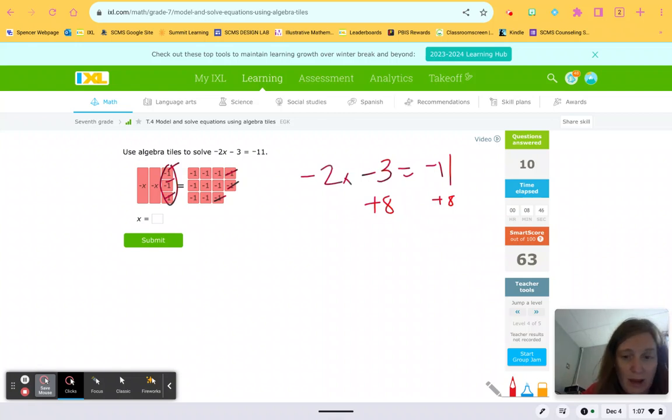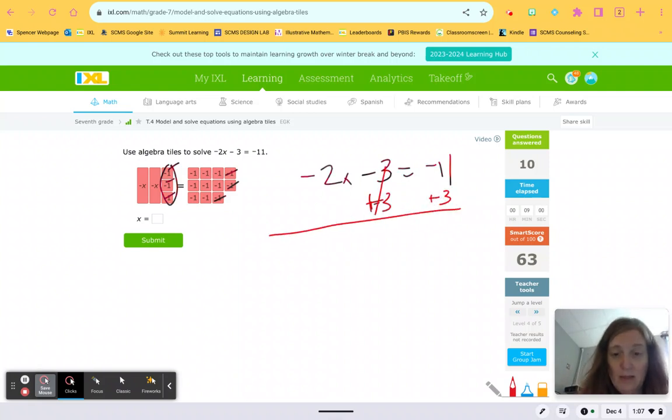I don't know why I added 8. It's because I did the math in my head ahead of time. Okay, let me fix that. Plus 3. Okay. Now I'm left with negative 2x equals negative 8. And that's what we had here. 1, 2, 3, 4, 5, 6, 7, 8. So that's kind of what it's doing there. And we still have the negative 2x on this side, and we have the negative 8 on this side.